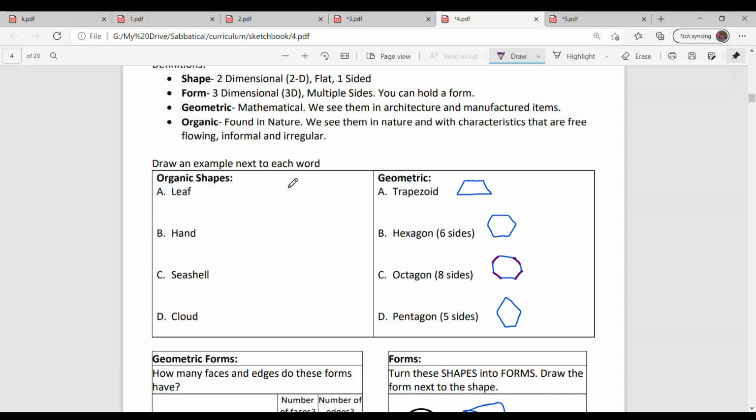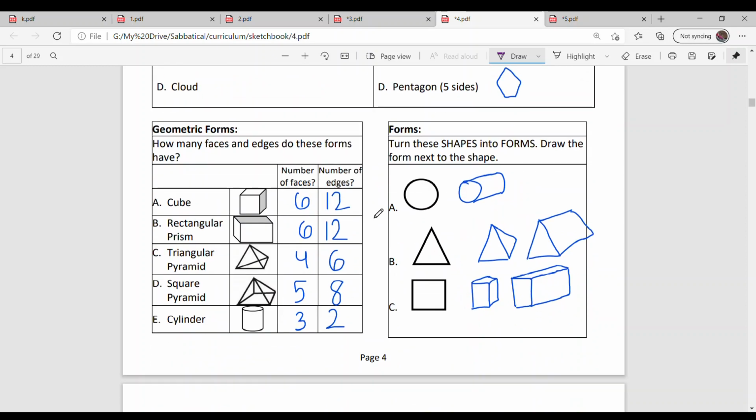So at the top of your paper, I want you to practice drawing organic shapes on this side to the best of your ability, and geometric shapes, so your trapezoid, hexagon, octagon, and pentagon. And then at the bottom, I want you to start to think about how many faces and edges your geometric forms have. So on here, you can't just draw the sides that you see. If I did that, it would only be 3 faces. So a face is the flat piece of it. I want you to think about if it was see-through, how many faces are there and how many edges.